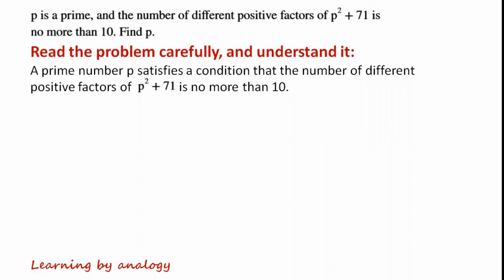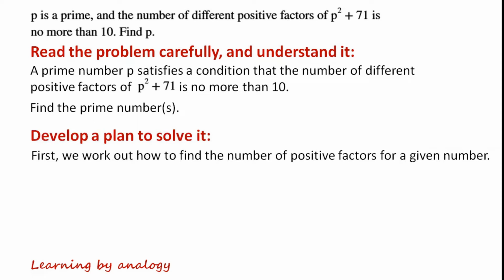A prime number P satisfies a condition that the number of different positive factors of P squared plus 71 is no more than 10. Find the prime numbers.